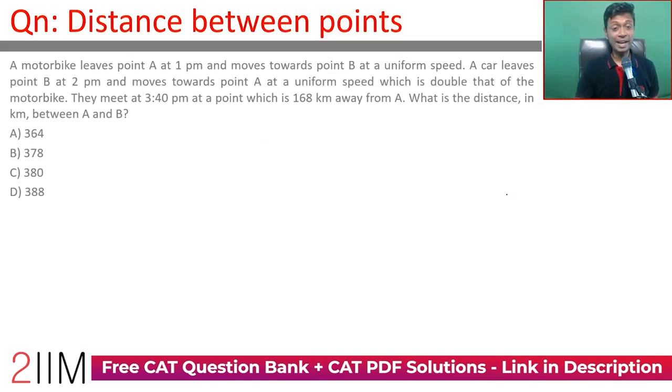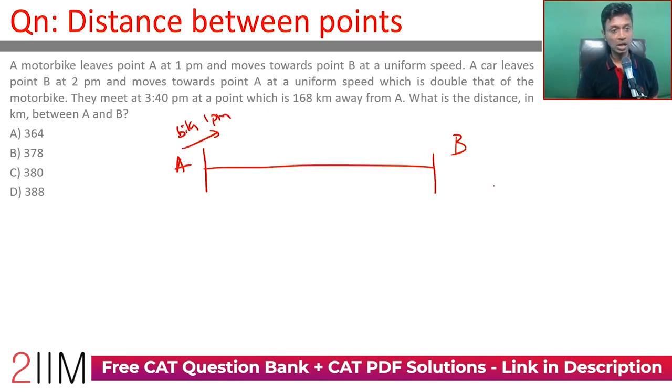A motorbike leaves point A at 1 p.m. and moves towards point B at uniform speed. And so A, B, the bike leaves at 1 p.m. A car leaves point B at 2 p.m. and moves towards point A at uniform speed, which is double that of the motorbike. So the motorbike travels at a speed of x, the car travels at 2x. They meet at 3:40 p.m. at a point which is 168 kilometers from A. So they meet at 3:40 p.m. So 168 kilometers from A.